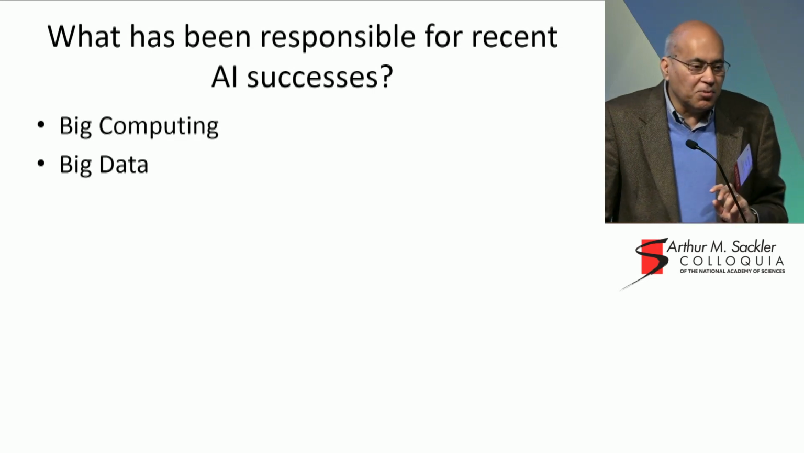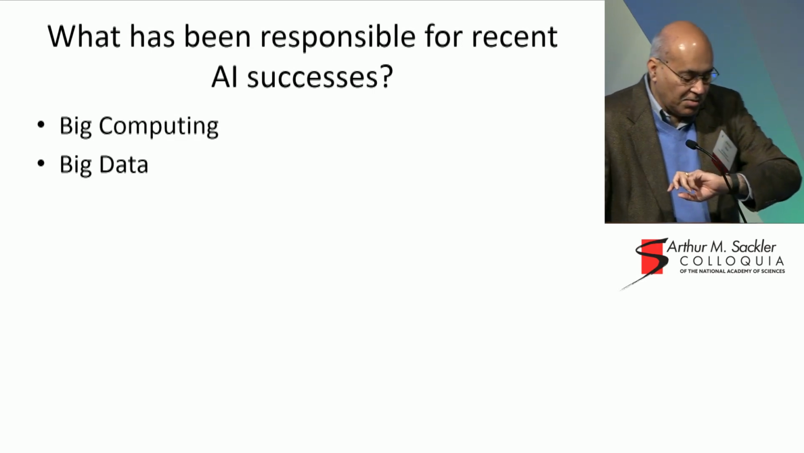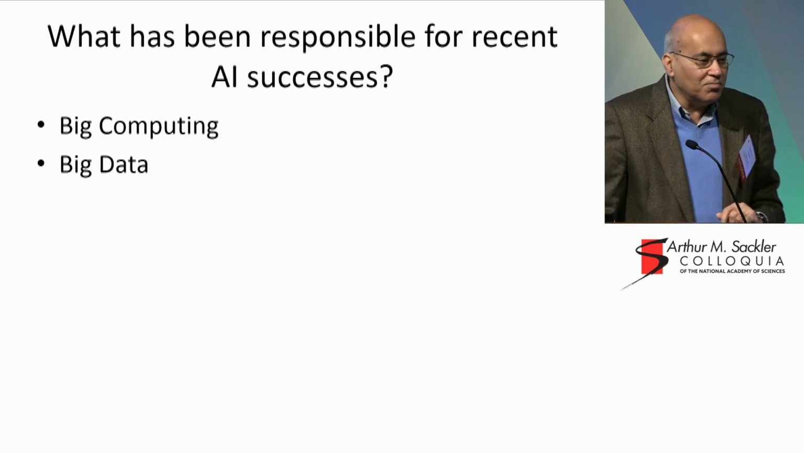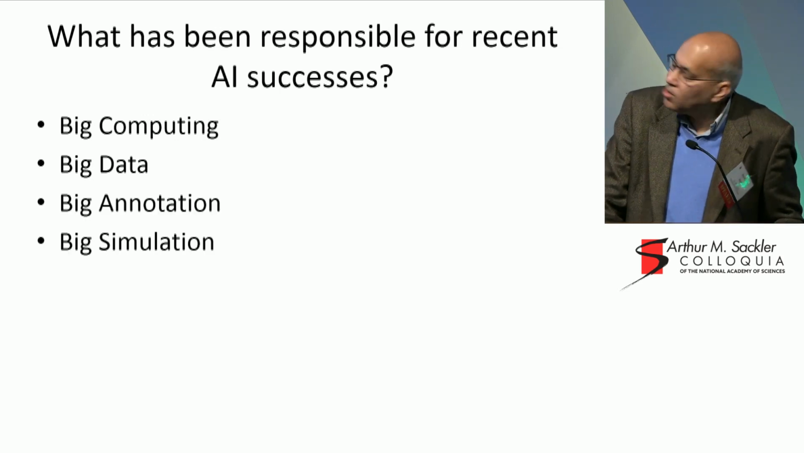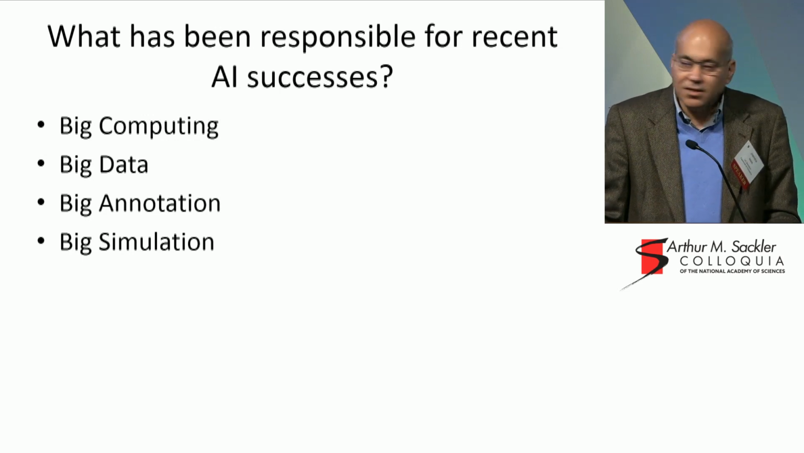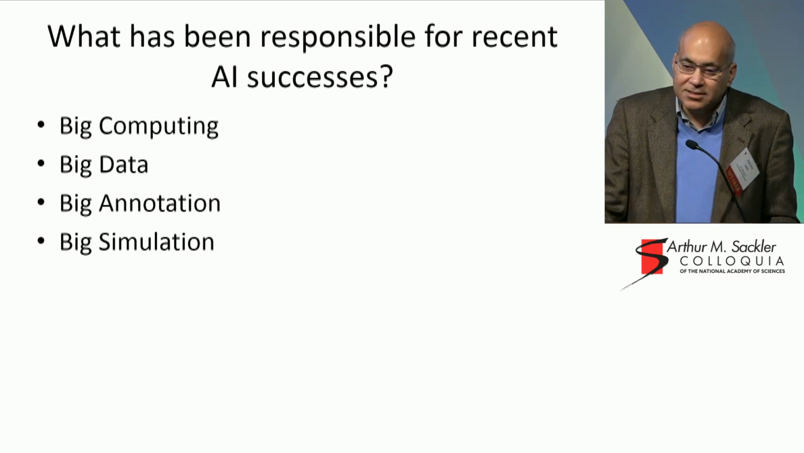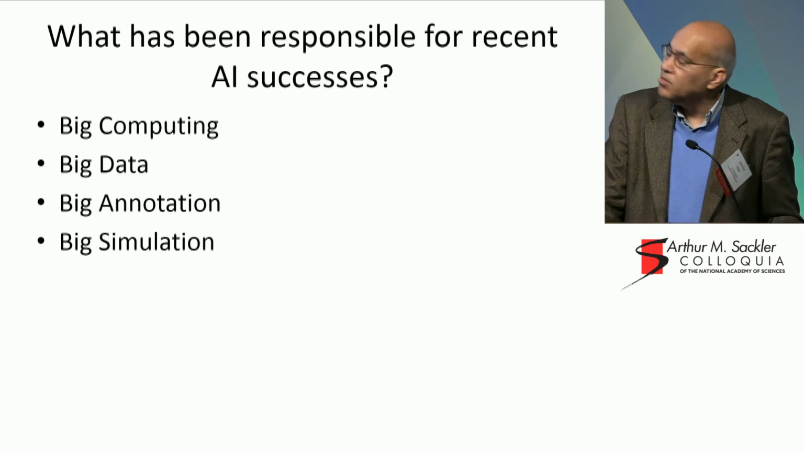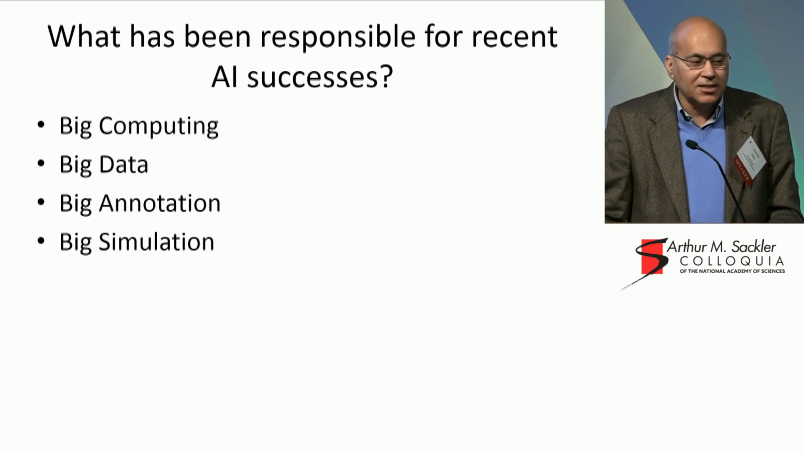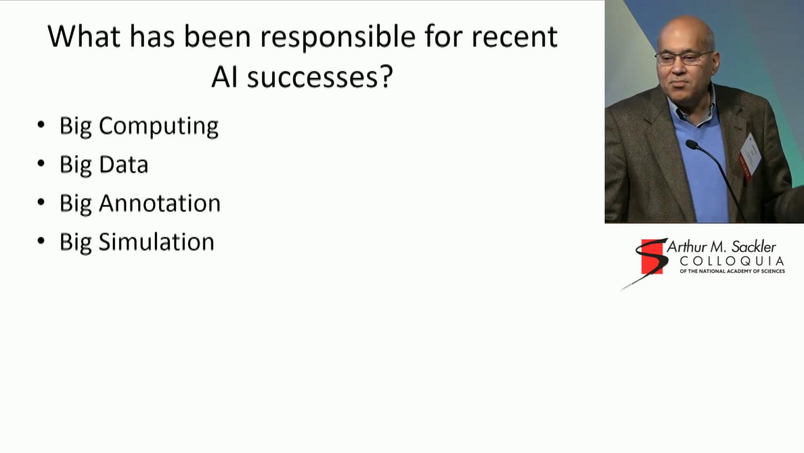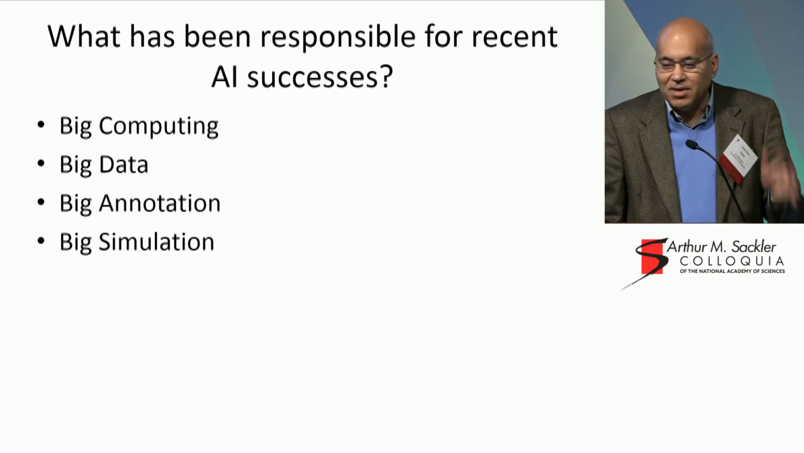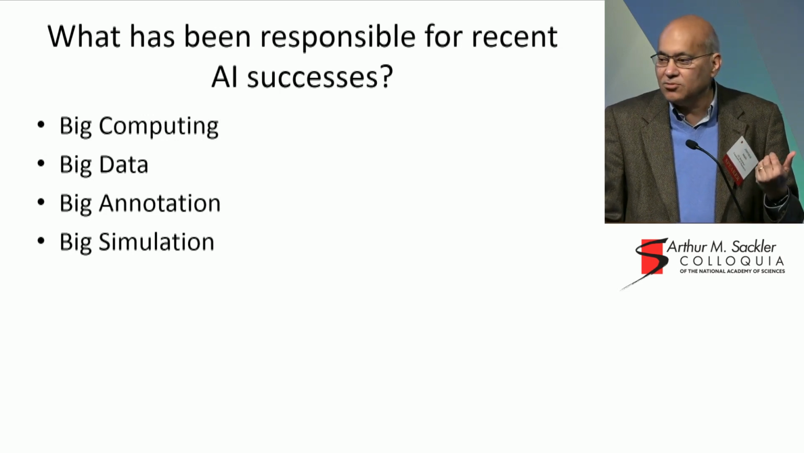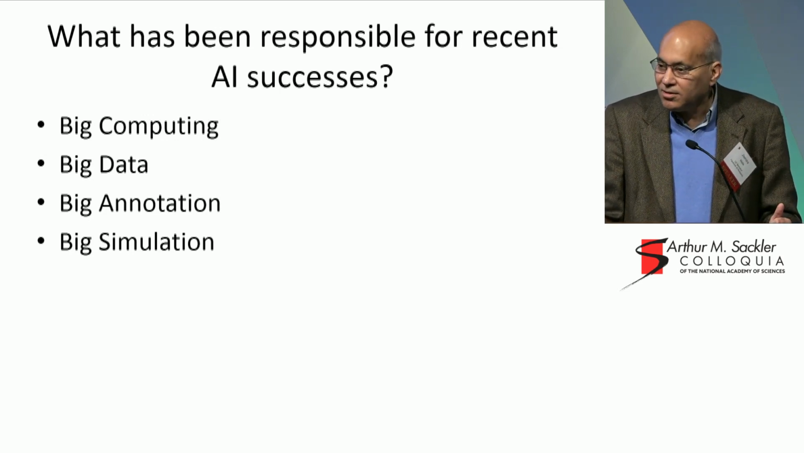Okay, now what's been responsible for all these AI successes? Everybody knows that it's about big computing and big data, but it's not just that. It's also big annotation and big simulation. We would not have had success with just big computing and big data if it wasn't for the fact that you could label thousands or millions, at least millions, of images using Amazon Mechanical Turk. Without that kind of supervisory signal, we would not have gone a long way.